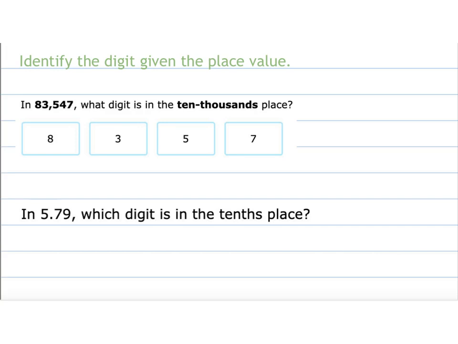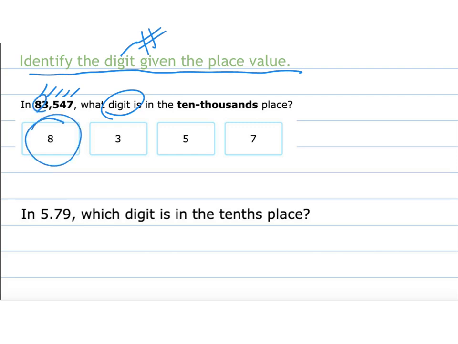Identify the digit given the place value. So this would be your next title heading to write down. Identify the digit given the place value. In 83,547, what digit, so this time we're asking for just a specific number, identify the number in the 10,000s place. Okay, so we have to figure out where our 10,000s place is. So we have ones, tens, hundreds, thousands, 10,000s. So that would be our 8.